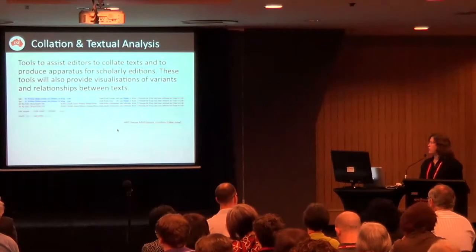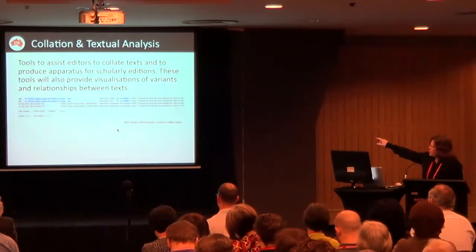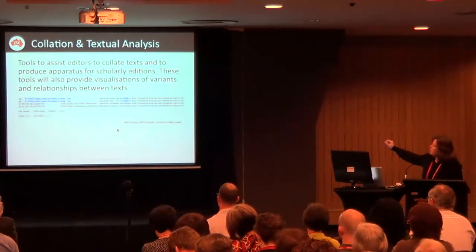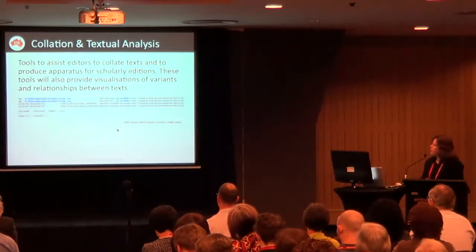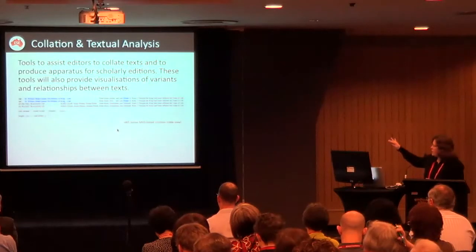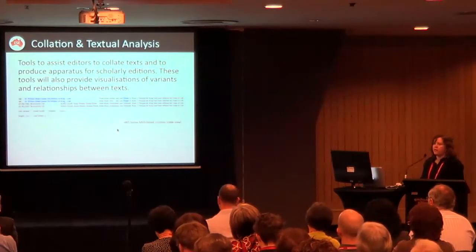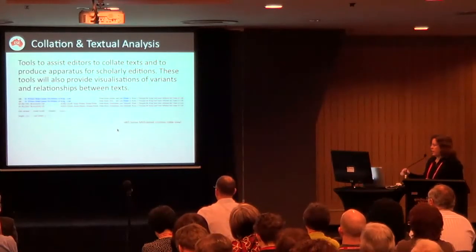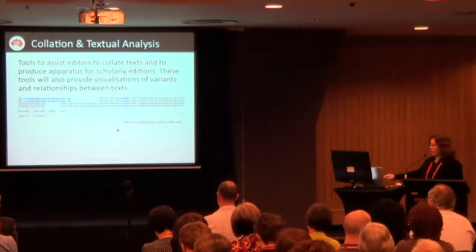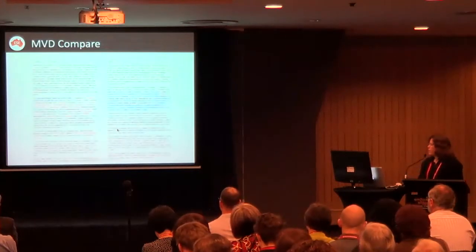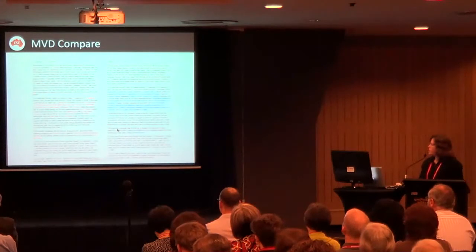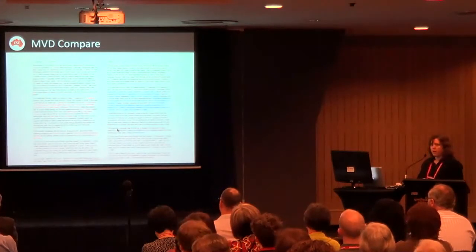that can then be visualized in a number of different ways. So this is, I apologize again, it's very small, but this is a table-based view of variation between several versions of King Lear by Shakespeare. You can see the blue text is highlighting the key differences there, and that just continues on for the entire work.